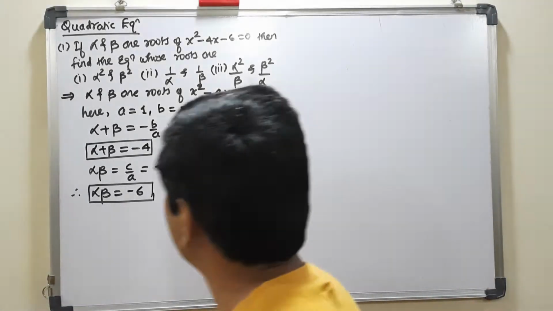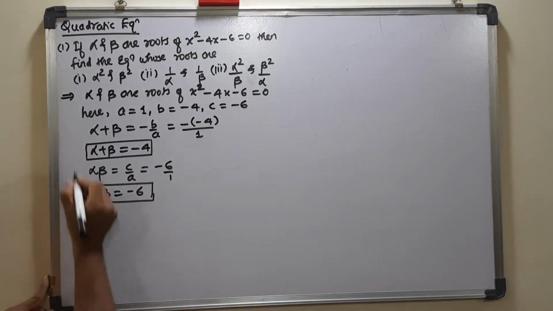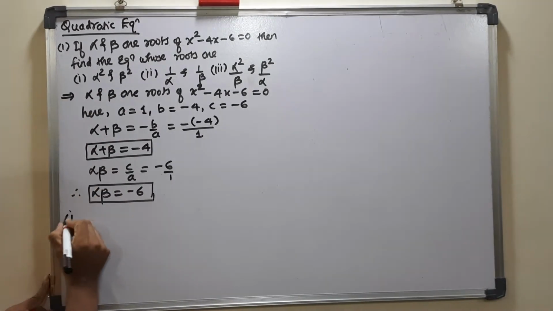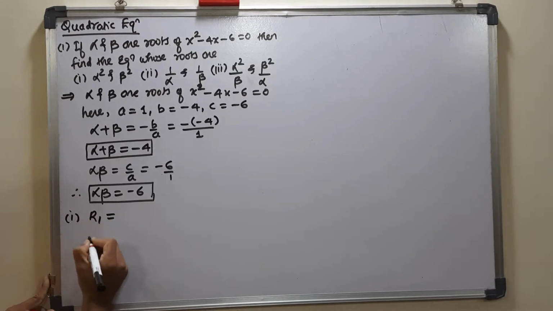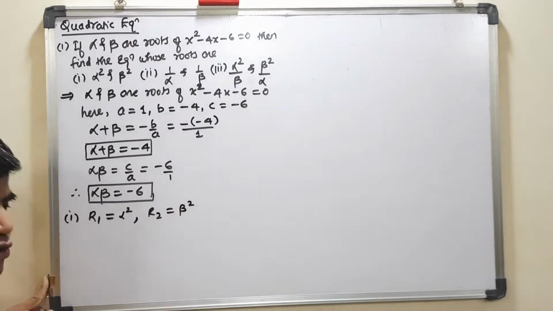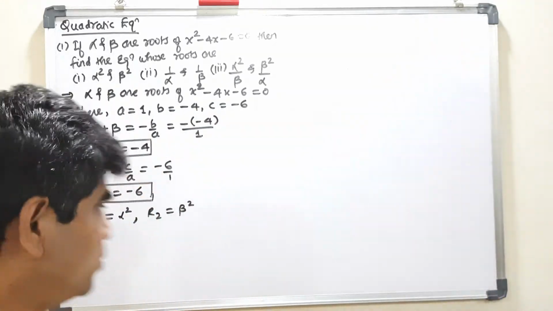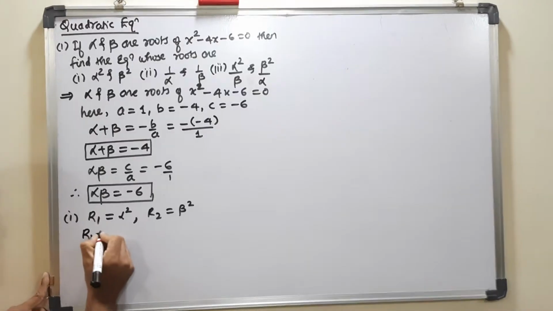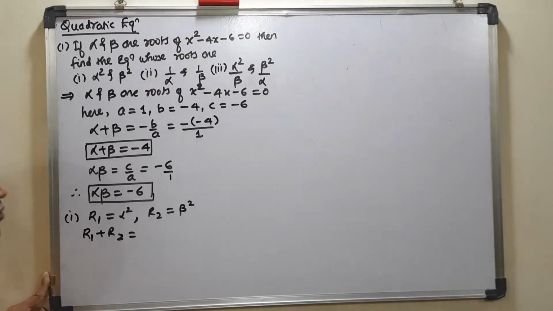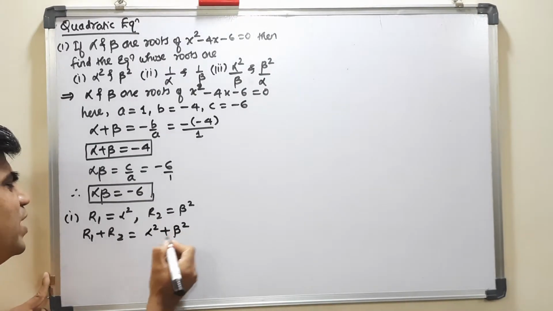So here root number 1 of yours. Okay. So here for the first part to deal, your root 1, I will call it as r1, is your alpha square, and your root number 2 is what? Beta square. So I require the sum of roots and the product of roots also. So r1 plus r2 is your sum of roots. That is nothing but alpha square plus beta square.